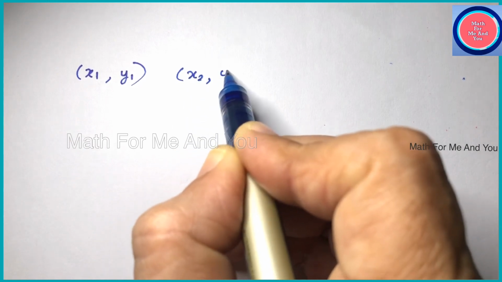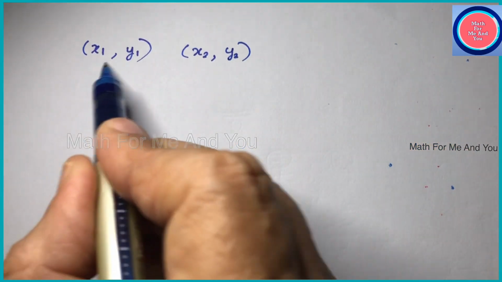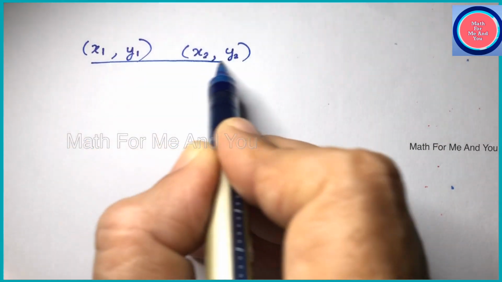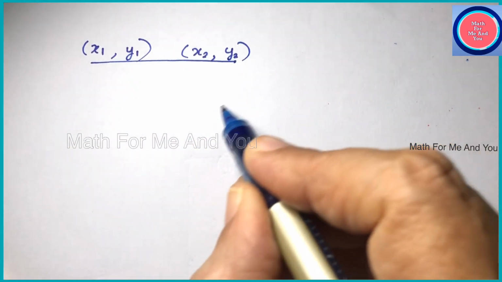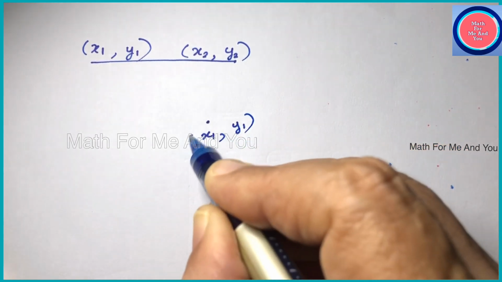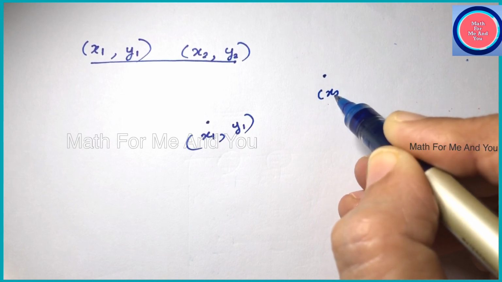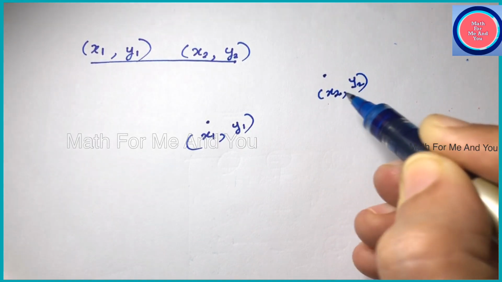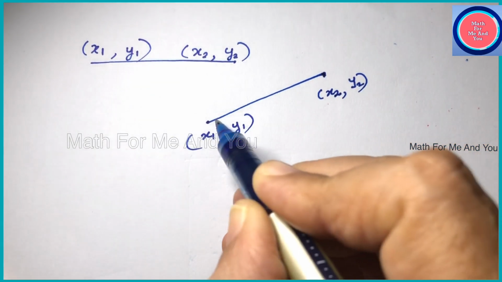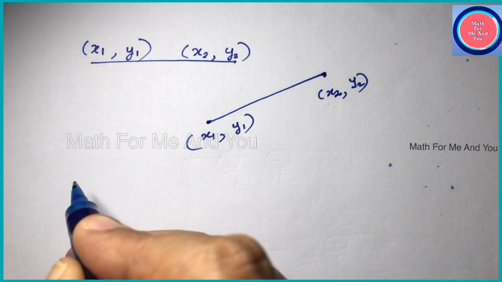Consider 2 points x1, y1 and x2, y2. We label them with numbers: x1, y1, x2, y2. That means the first point and the second point. If we have 2 points x1, y1 and x2, y2, how do we find the distance between the given 2 points? That's what we are going to discuss now. We are going to find the distance between these 2 points using the distance formula.